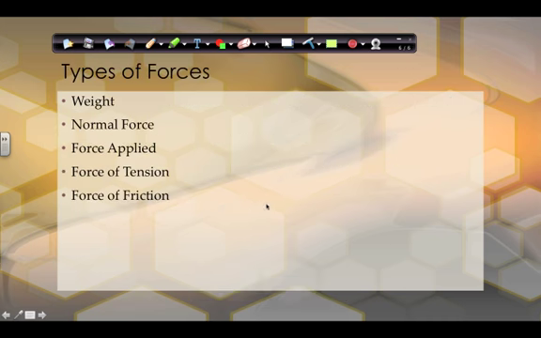Alright, so the main types of forces that you want to look for are going to be weight, and weight is going to be important if you're moving an object up or down. So if it's moving up or down, if it's hanging, so if the object is hanging, the weight's going to apply here, and also when you have friction.